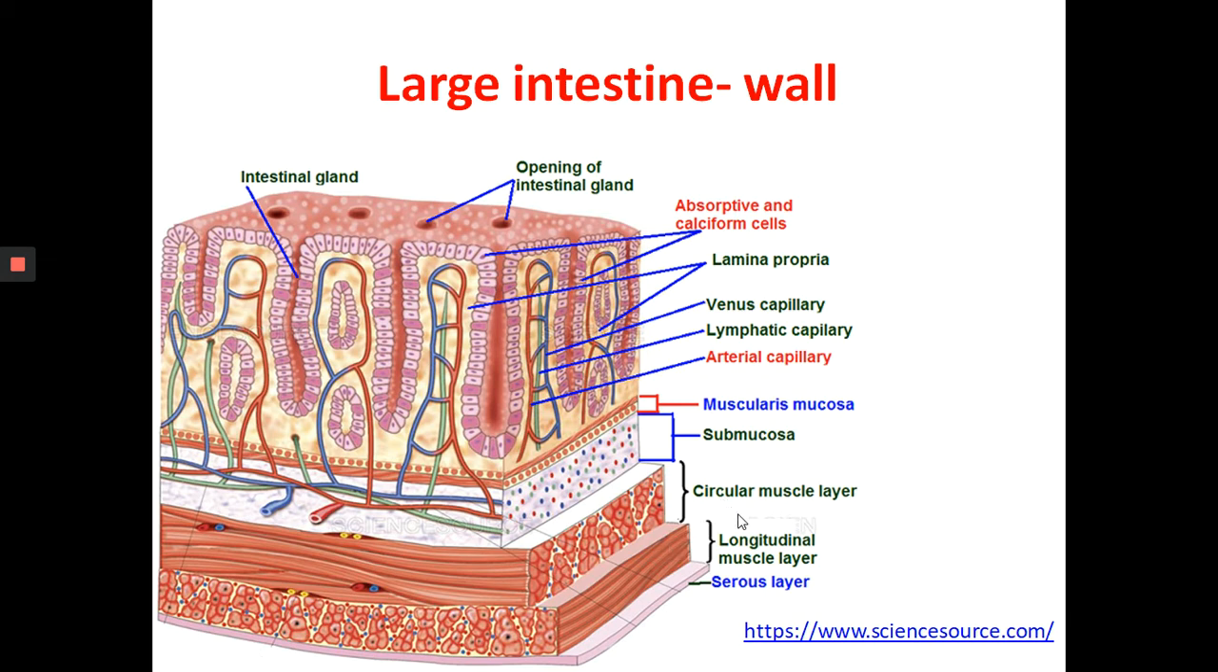And outside the muscle layer is a serous layer made up of a single layer of epithelial cells. They secrete serous fluid into the abdomen, which also reduces friction when this part of the gastrointestinal tract is moving.